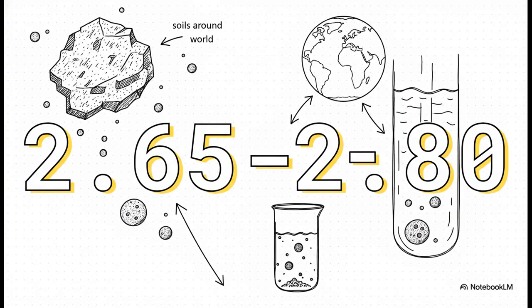And here's where it gets really interesting. When we do this calculation, we find something amazing. For most common soils all around the world, the specific gravity G falls into this really, really narrow range between 2.65 and 2.80. Think about that. The big takeaway here is that soil particles are almost 3 times denser than water. And that's exactly why even a tiny little grain of sand sinks to the bottom so fast.